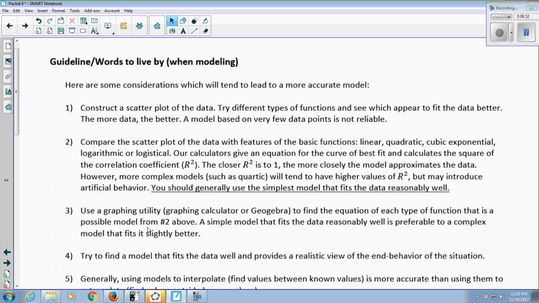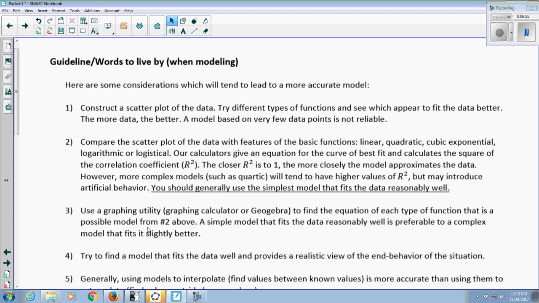So here are some guidelines, some considerations when you're trying to find an accurate model. Construct a scatter plot. Try different types of functions and see which appear to fit better just by eyeballing it. The more data you have, the better. Compare the scatter plot of the data with features of the basic functions.